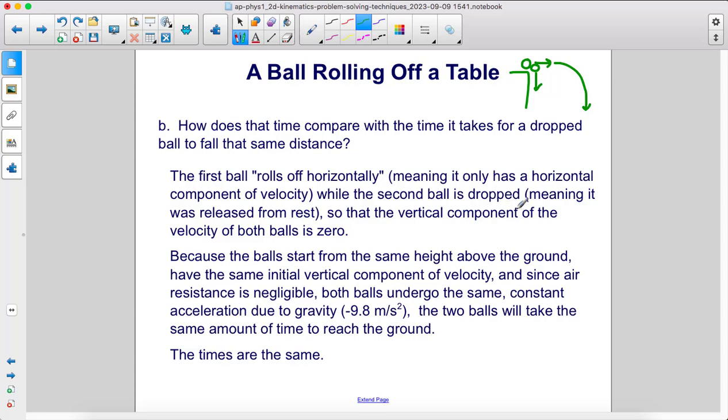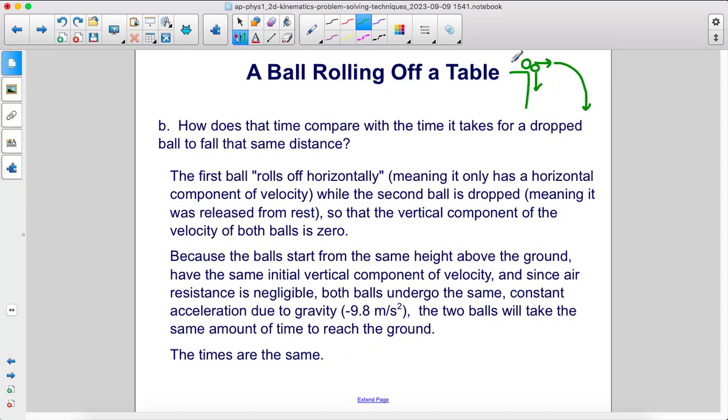And because the balls start from the same height above the ground, they have the same initial vertical component of velocity, and since air resistance is negligible, both balls undergo the same constant acceleration due to gravity. Therefore, the two balls take the same amount of time to reach the ground. The times are the same.